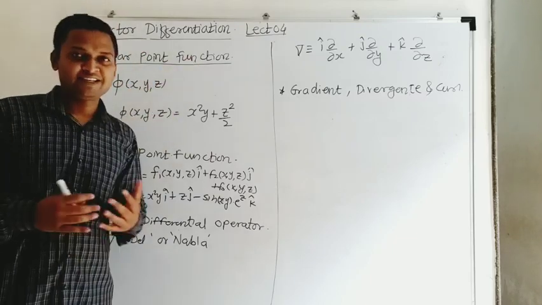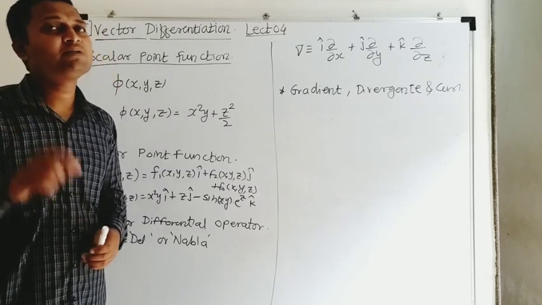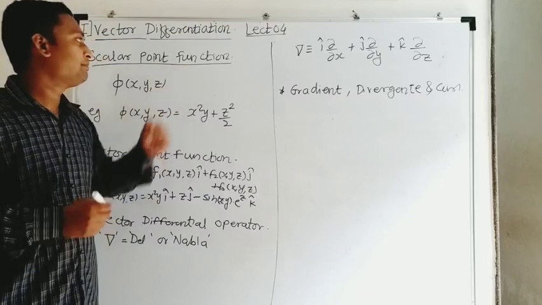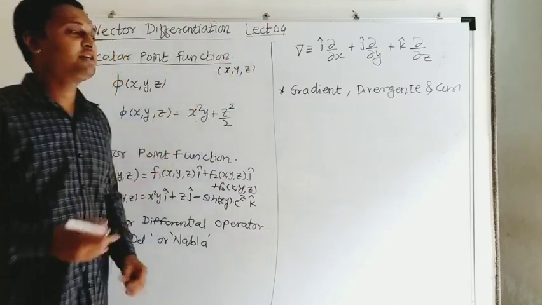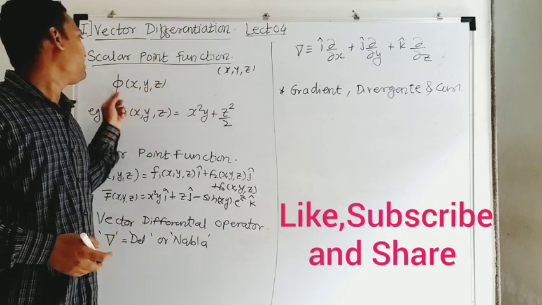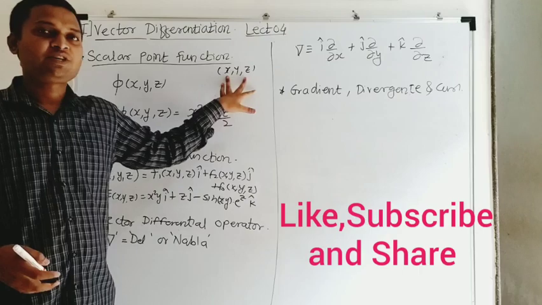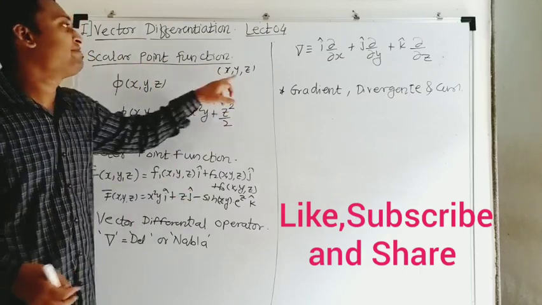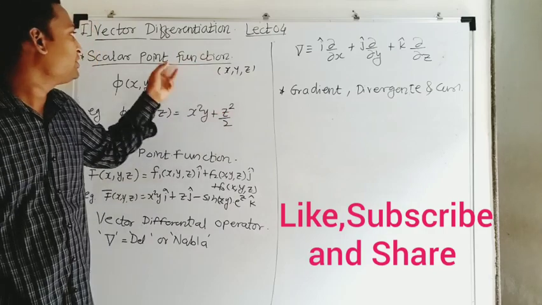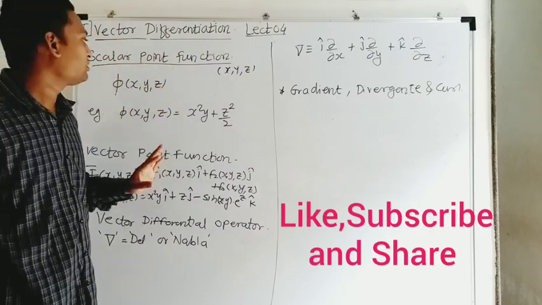A scalar point function is a scalar quantity which depends for its values on one point in space, say x, y, z. If x, y, z is any point in space, the values of the scalar quantity of the type phi of x, y, z depend on the values of x, y, z. That is why it is called a scalar point function. Its values depend upon the point in space, and it is scalar in nature. It doesn't have i, j, k involved.